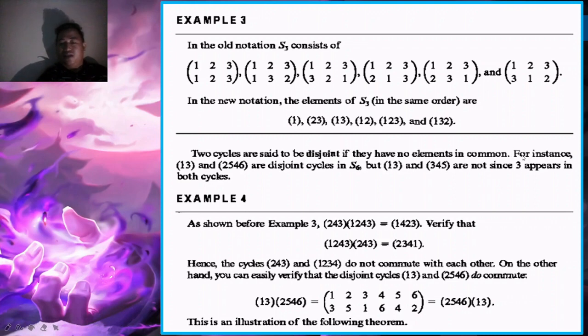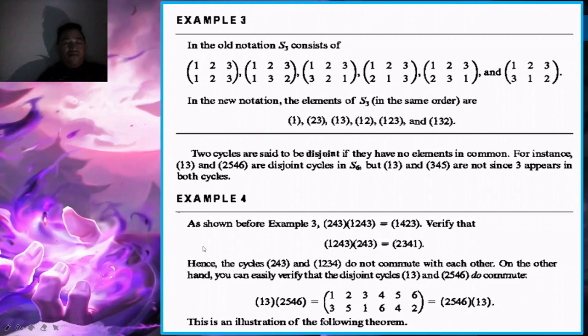Tangon lang tanan si 1. Okay, for instance, manunod siya. Si 1, 3 ug 2, 4, 2, 5, 4, 6 are disjoint. But si 1, 3 ug 3, 4, 5, kaya naman common nga 3, are not disjoint since 3 appears in both cycles. So, na ay 3 man og 3. So, dili na sa disjoint class.